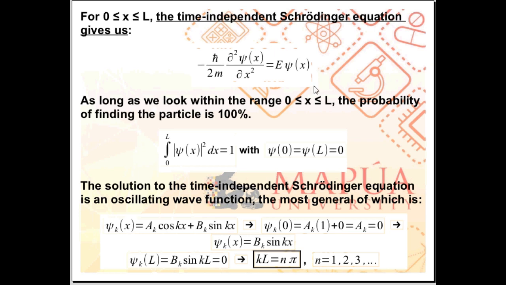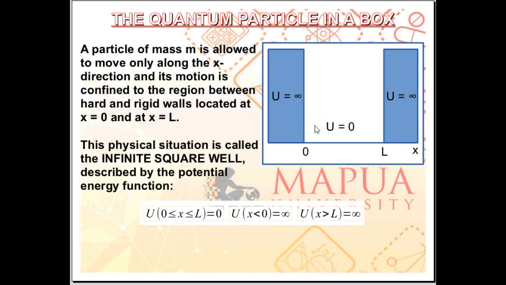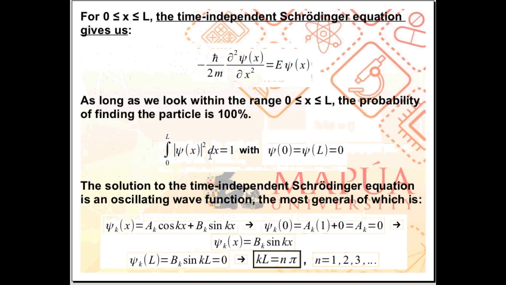Furthermore, aside from being able to use the time-independent Schrödinger equation, if we simply limit our focus to the region between the two potential walls from x is equal to 0 to x is equal to L, the probability of finding the particle is of course 100% since the particle is confined in that region. So the probability P, the integral from 0 to L of the square of the absolute value of small psi times dx, is equal to 100%. At x is equal to 0, small psi is 0. At x is equal to L, small psi is also equal to 0.